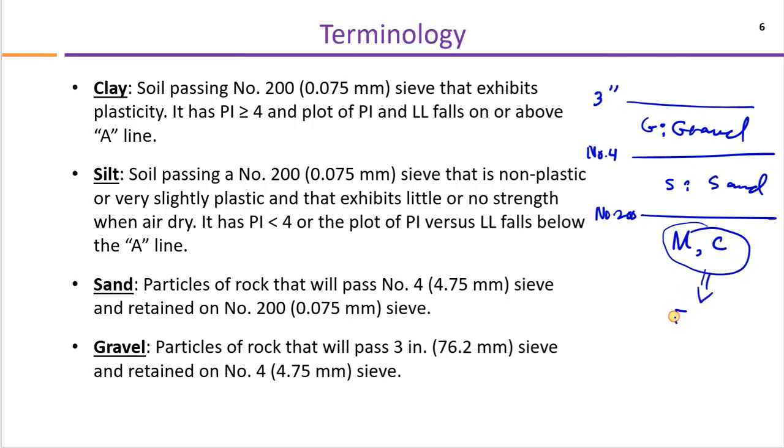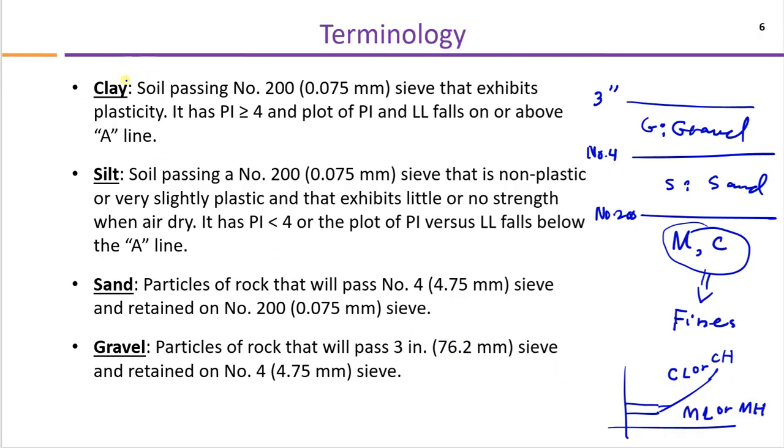Now how are we going to distinguish between clay and silt? For that we have to look at the plasticity chart as I talked about earlier. So if you are above this A line, it is going to be clay, either CL or CH. If you are below this A line, it is going to be silt, and this is ML or MH depending on what the liquid limit is.